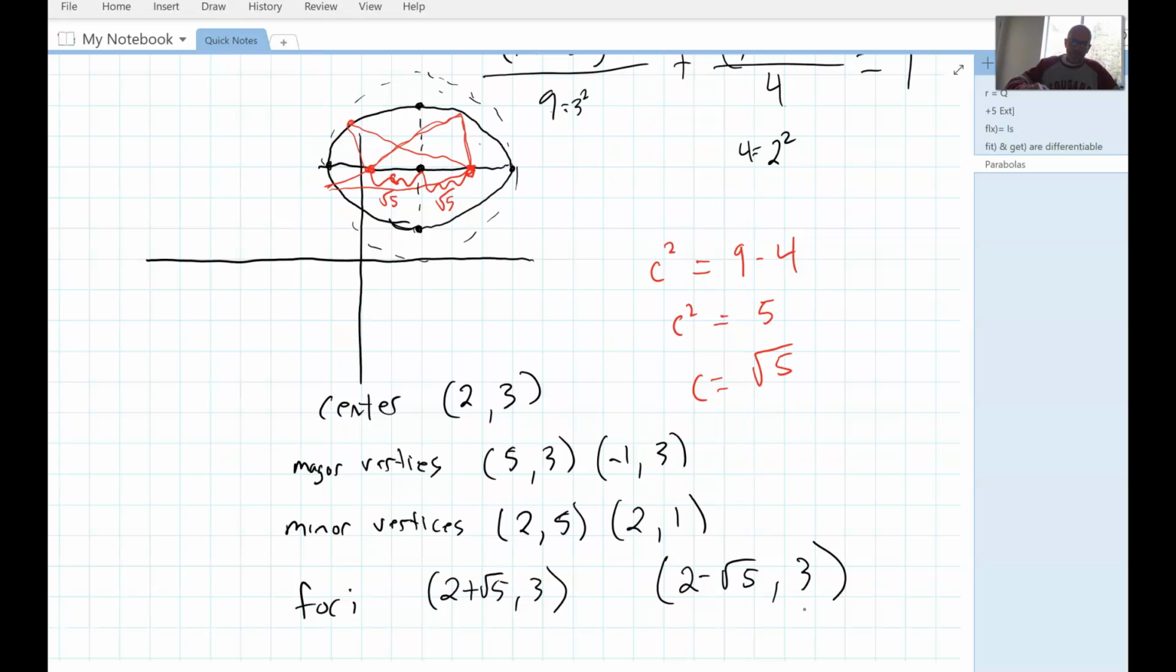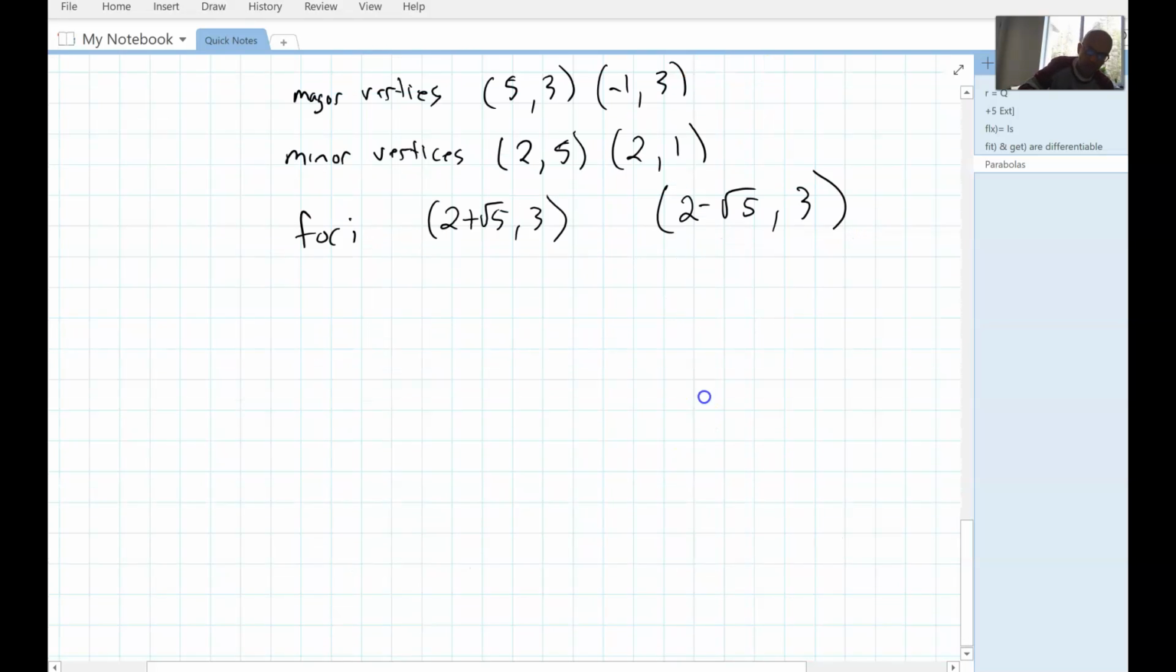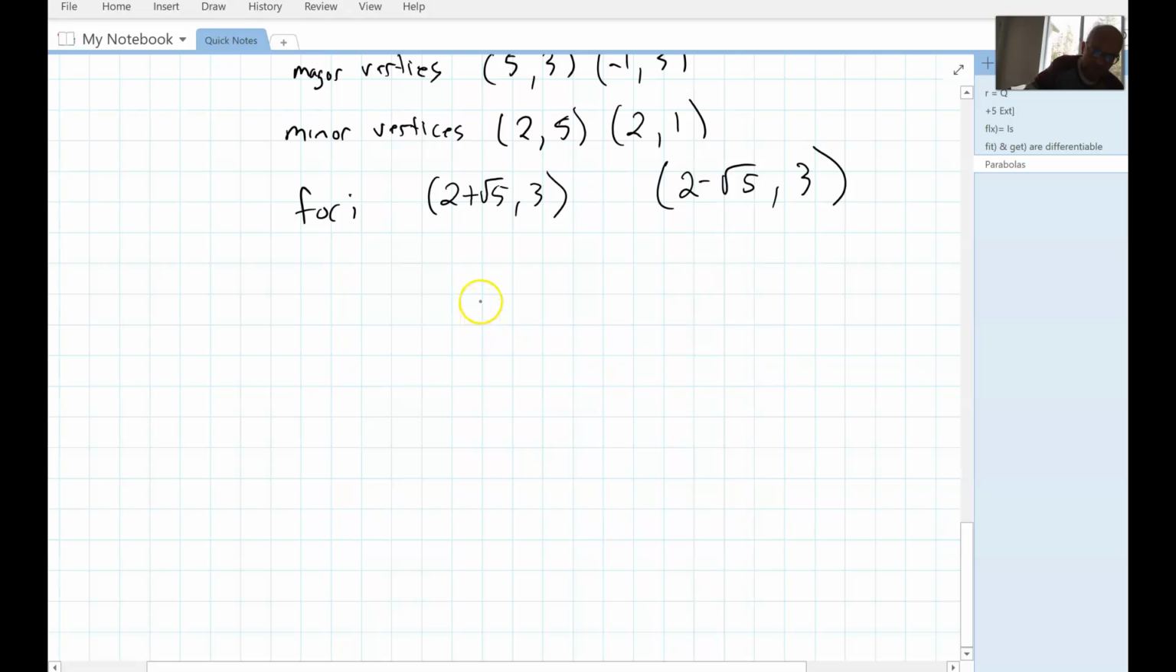Okay? So, of course, you could go the other way. If I give you a graph, let's say we're looking at a graph like this, and we have an ellipse that's sitting right there.